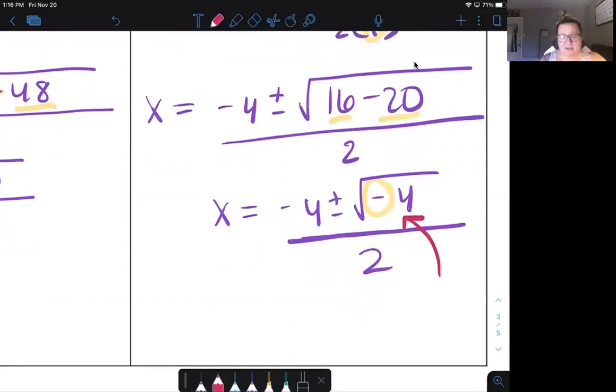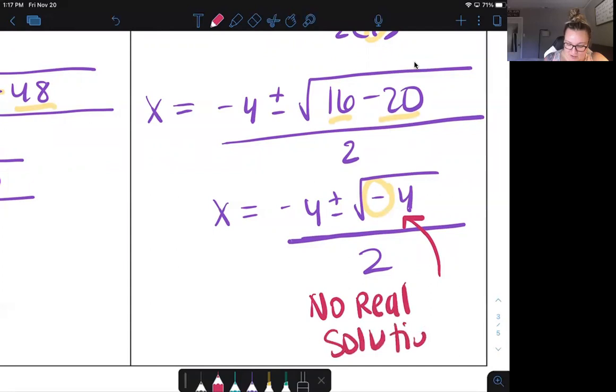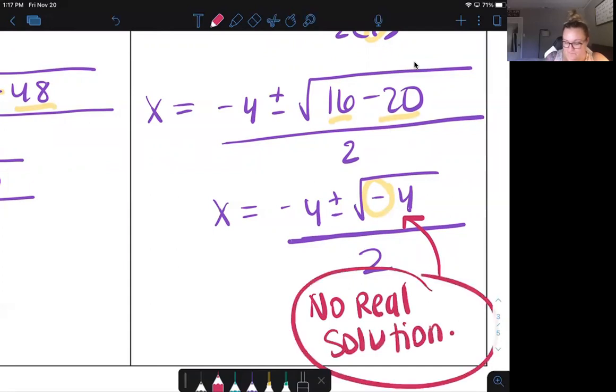And after the break, after winter break, actually, at the start of semester 2, we're actually going to learn about imaginary numbers and imaginary solutions. But for now, all you need to tell me is that there is no real solution. And you know this because there's a negative under the radical. And as of right now, we're not going to simplify a negative under a radical.